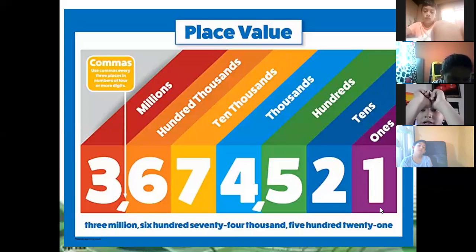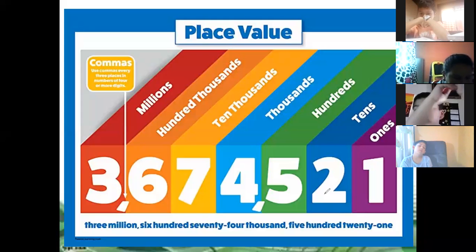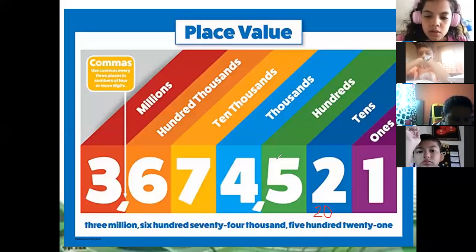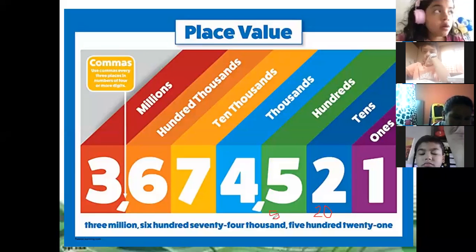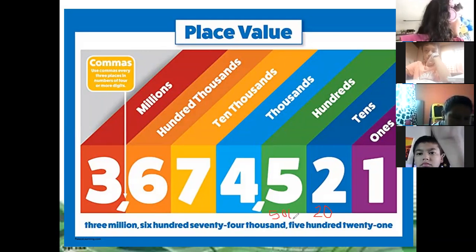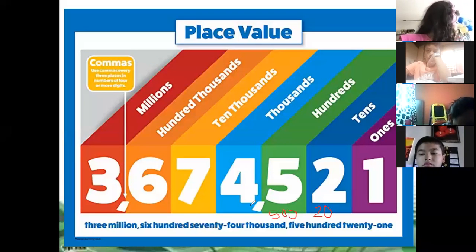So the number 1 is in the ones position, so its value is 1. The number 2 is tens, 2 tens. What is the value of this number 2, class, according to its position? Yeah, 20, exactly. What about this one? 500. So the value of this digit is 500.